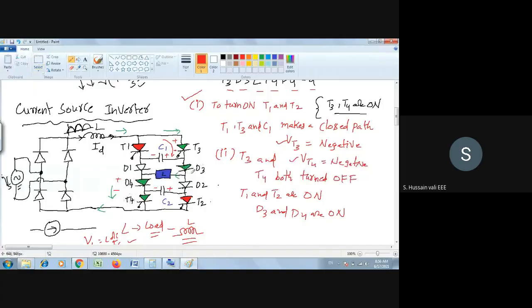So right now, what is the status before I go to the first step, that is turning on T1, T2? What is the closed path? This green color is the closed path. That is T3, D3, load and D4, T4. That is the closed path. Now what I did is that I am turning on T1, T2.